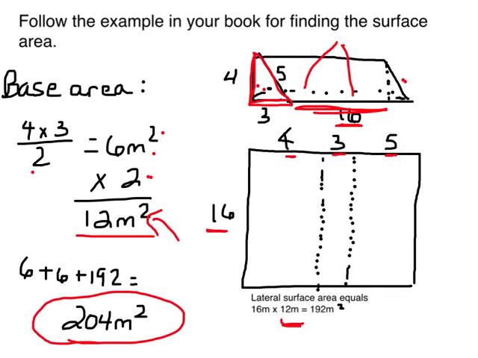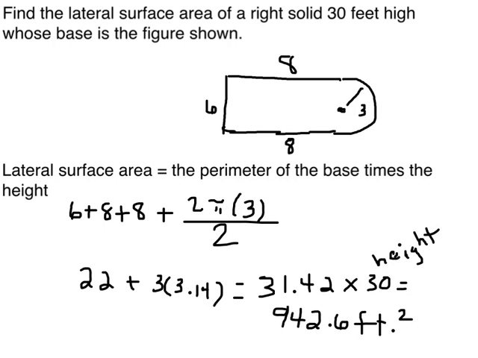Alright, let's try another. This is a different figure. We're going to find the lateral surface area of a right solid 30 feet high, whose base is this figure right here. Now, lateral surface area is equal to the perimeter of the base times the height. So how do I get the perimeter? Well, easy thing. I add 8 plus 6 plus 8, and I've done that here.